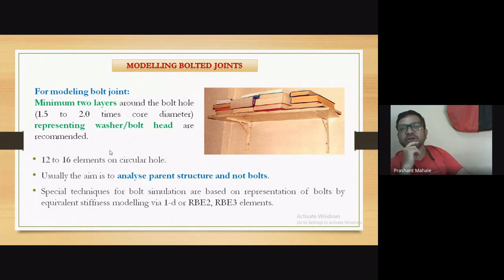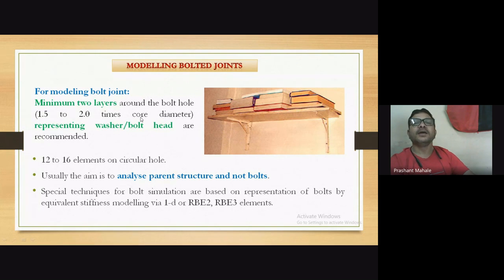You must know this terminology also: the head of the bolt and the shank of the bolt. So the shank diameter and the hole diameter must be the same, or the hole diameter is somewhat greater than the shank diameter for keeping the clearance fit. You also need to learn the types of fits, types of tolerances, and so on. If the diameter of the hole is something like 10 mm, then the layers we consider for analysis are recommended to be 1.5 to 2 times the core diameter, that is, the hole diameter.